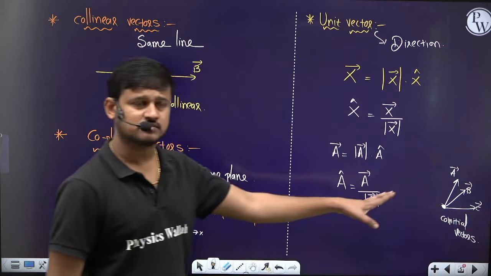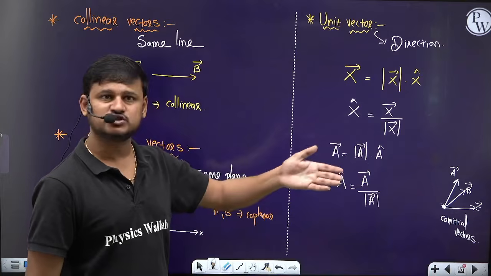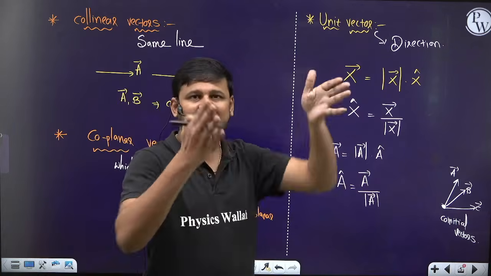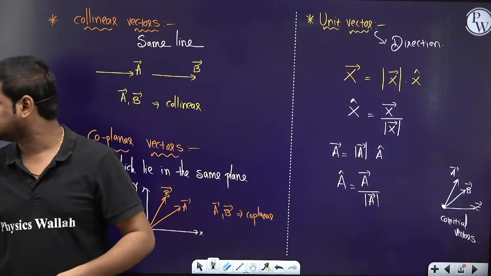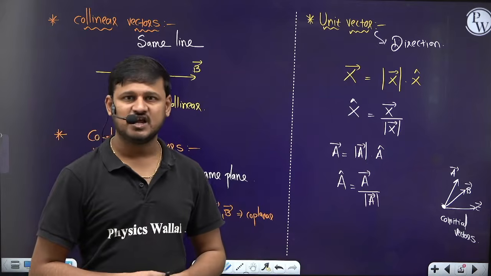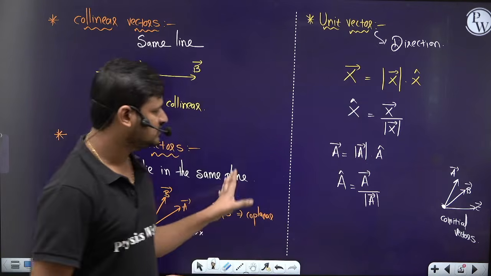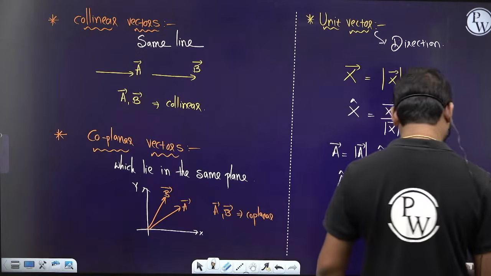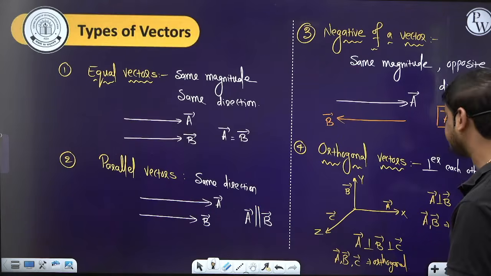That's not that important. And co-terminal vectors will also be there, which end at the same point. Clear? Understood till here? Chalo. So this is just the basics of vectors and the types of vectors. How do we represent the vectors?